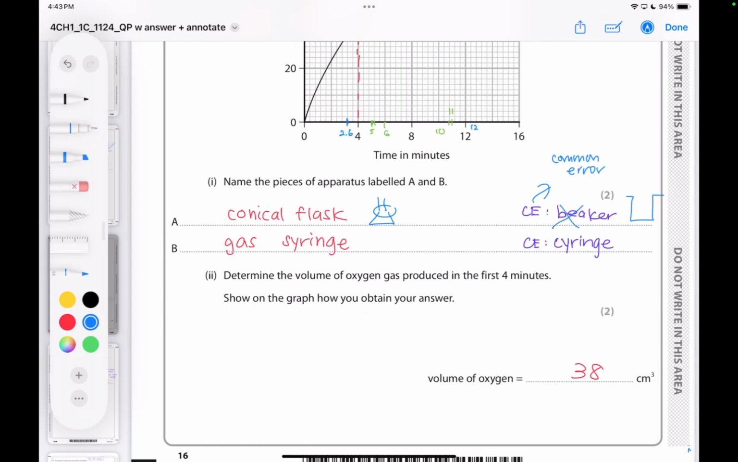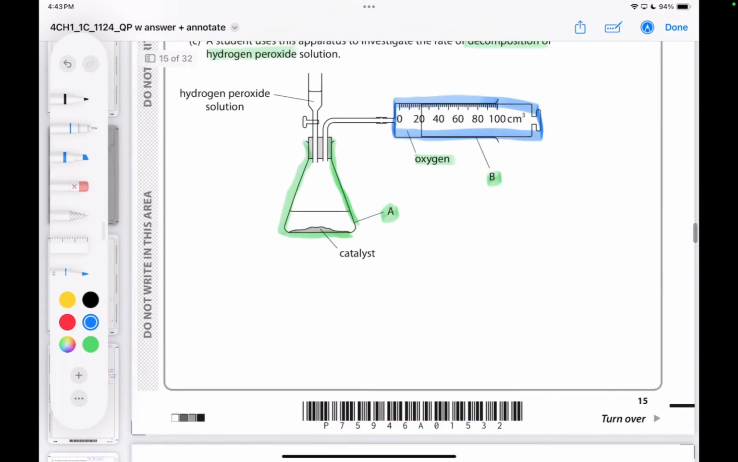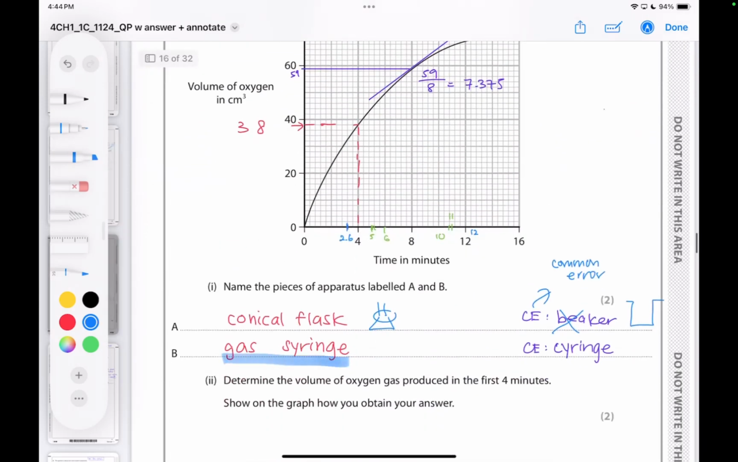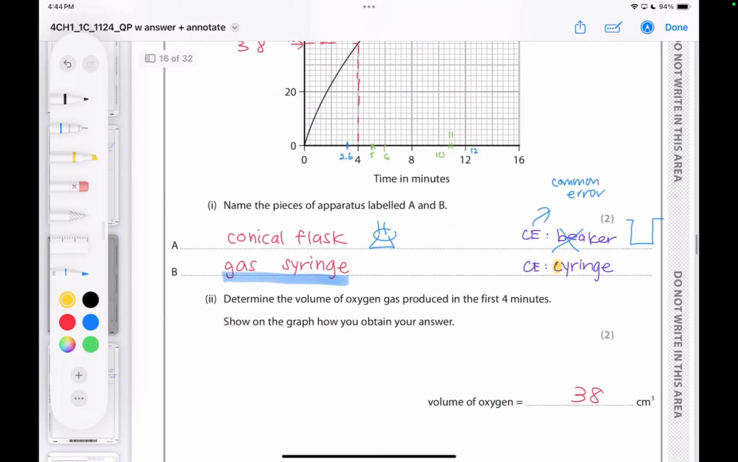And then for B, which is the one in blue right now, is actually our gas syringe. It still has this part over here. Okay, so if you already know it's a gas syringe, good for you. The common error is actually in the spelling. Some students spell it as gas syringe with a missing letter. Okay, so please take note of that. So it should be SYRINGE. Common things that students tend to miss out are this alphabet when it comes to spelling syringe.